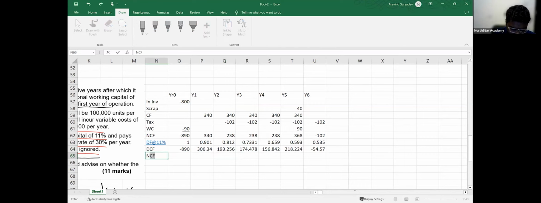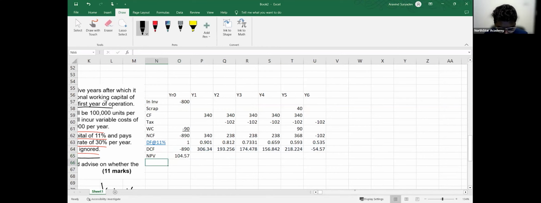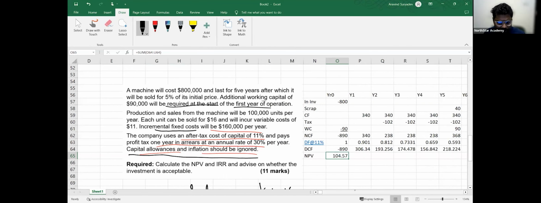Net present value, NPV, is simply a sum of all of this. If you guys want to show it in writing, of course, you can show the present value of the investment phase minus the present value of the returns. So there you go. 104.57. Is this a project you would go ahead with or not? What do you guys think? Purvi, what do you think? 104.57. All right.